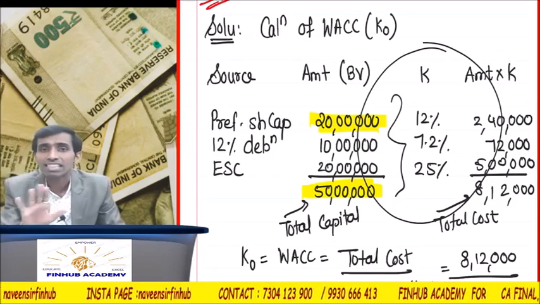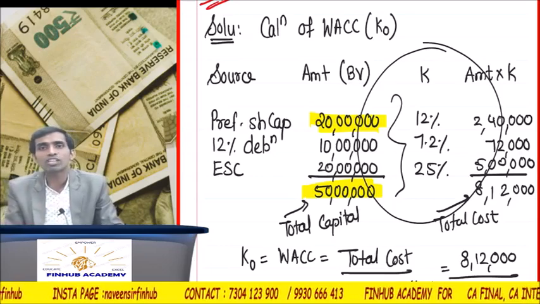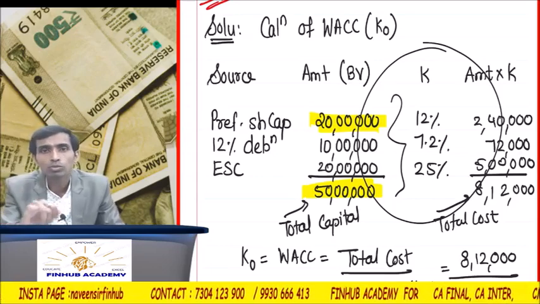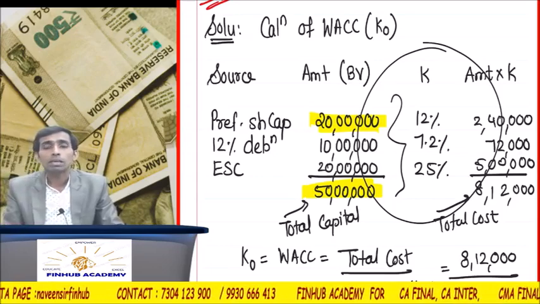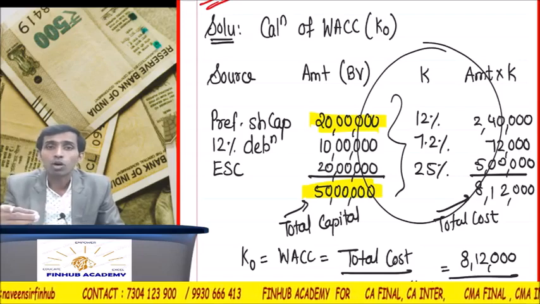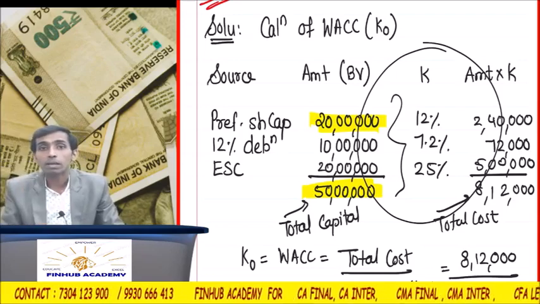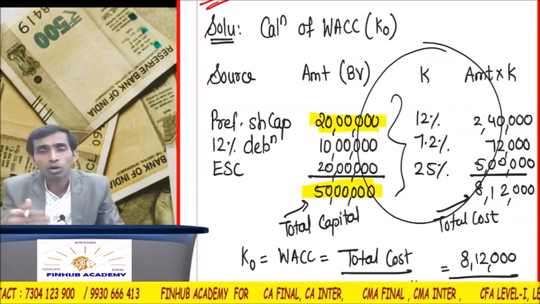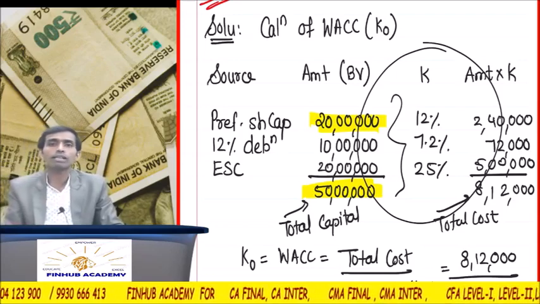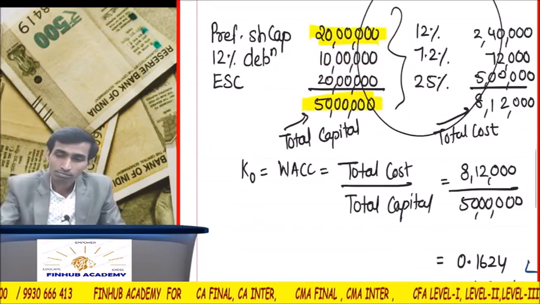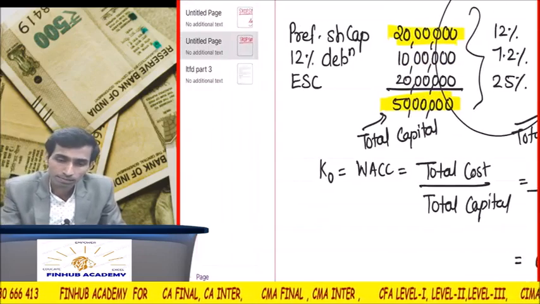Is that clear? In our exam, they will not give us target capital structure. They will give us either book value or market value. Practically, if you want the accurate figure, it should be based on market value. Very right. But market value keeps on changing. So what do we use? Basically, we use book value. Okay. Coming to the textbook.